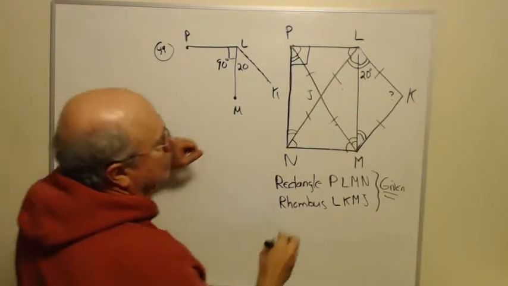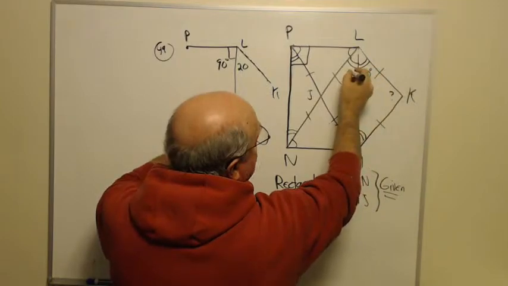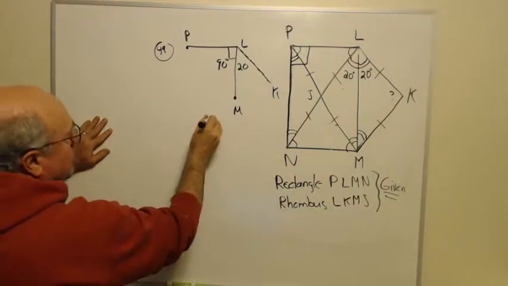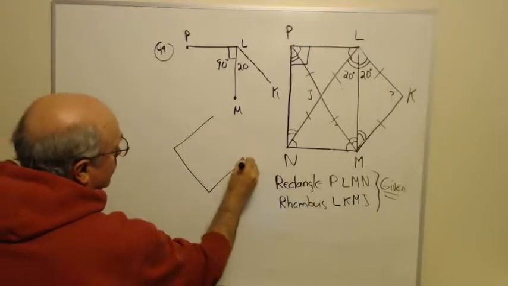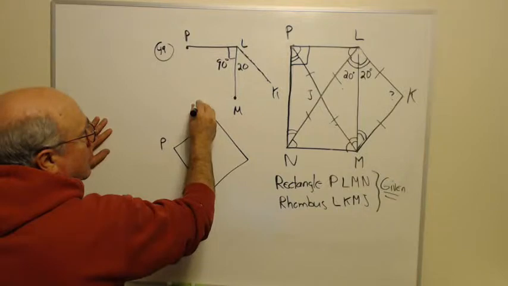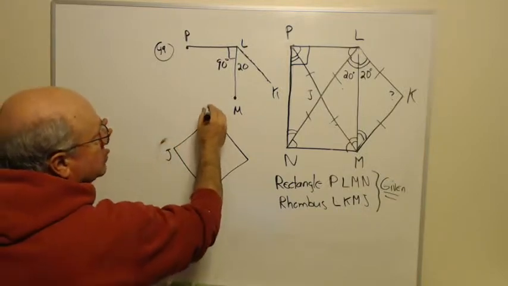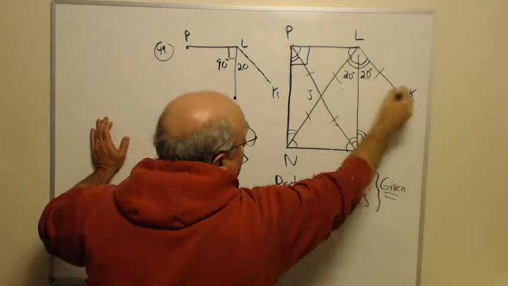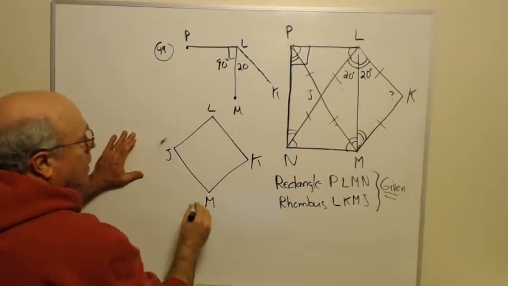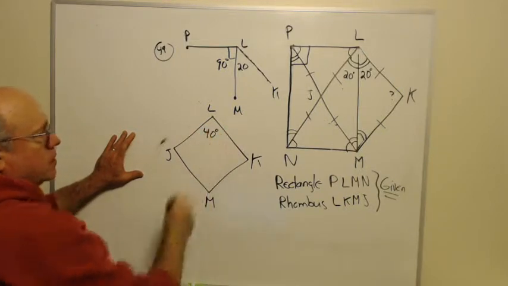Notice that if that angle's 20, then so is the one next to it because they're marked congruent. That means in this rhombus, if we just look at the rhombus up there, this would be J in the middle going up to L, J, L, K, and then M, that this whole angle up at L is 20 plus 20, which is 40.